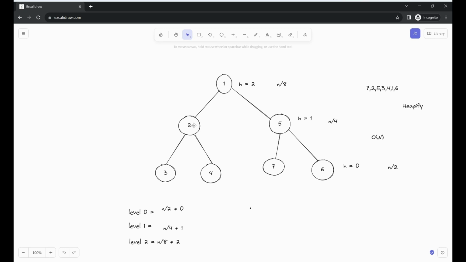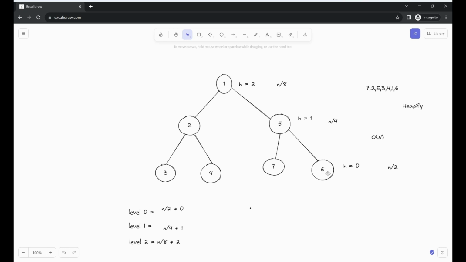What about the row right above that? Again, it would be half of the number of nodes in this row. So that would be n by 4 divided by 2, that would be n by 8, right? So if this row has n by 2 nodes, the row right above would have half of that, so that's n by 4, and the row right above that would have half of that, so that would be n by 8. Right. Now let's look at each level one at a time.